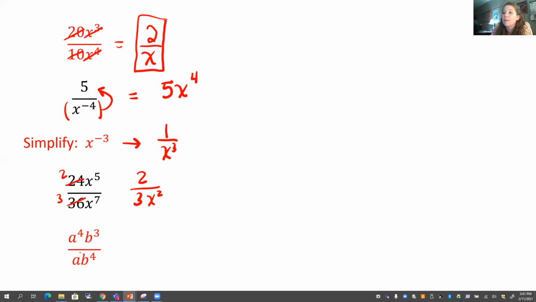All right, 4 minus 1 is 3. There's more a's in the top, so I'm going to put a to the third in the numerator. The difference in 3 and 4 is 1. Since there were more b's in the bottom, that's where my b to the first power goes. And that's my final answer on that one.